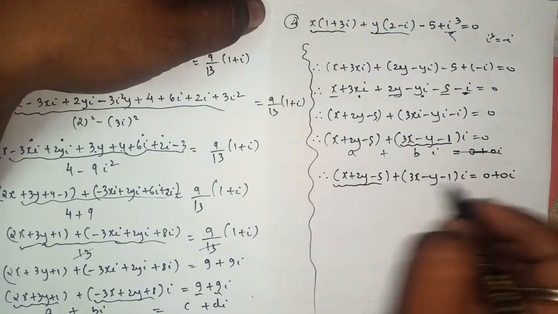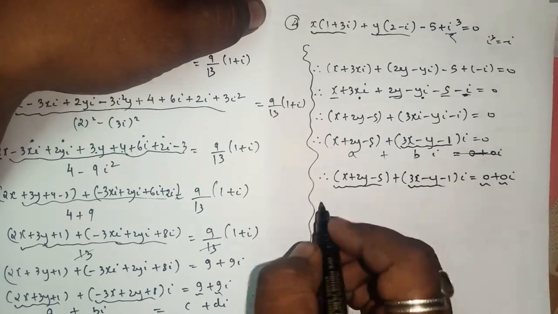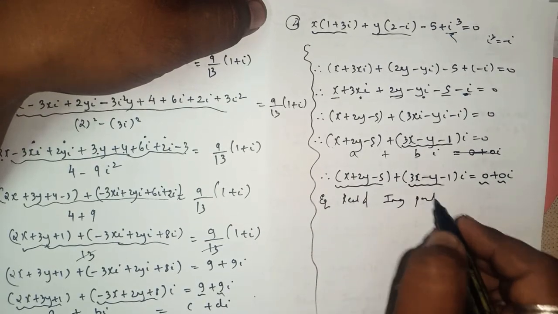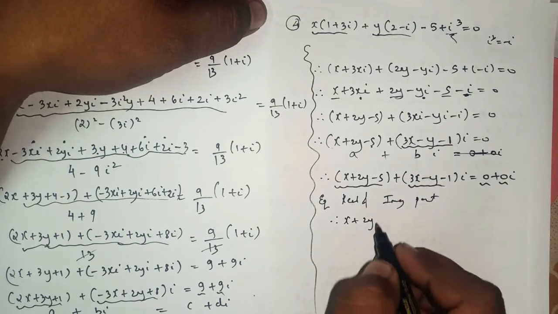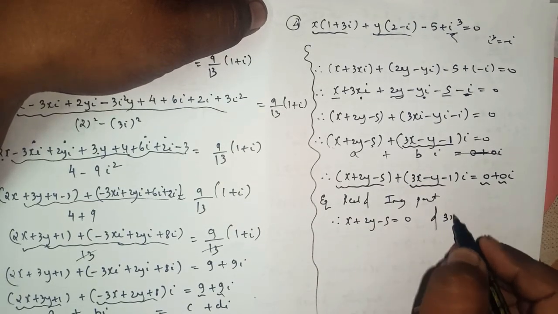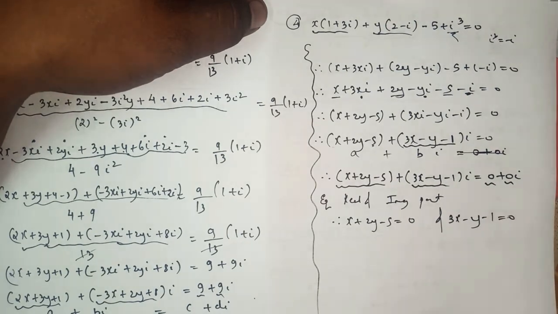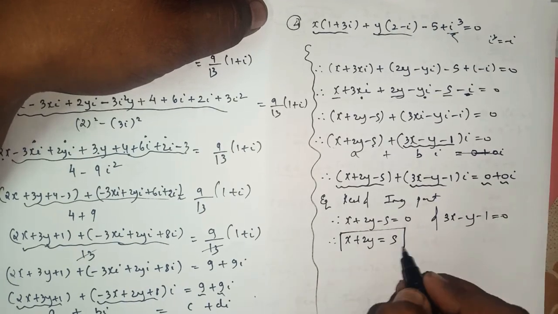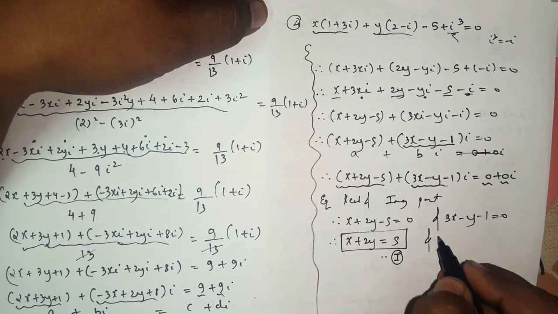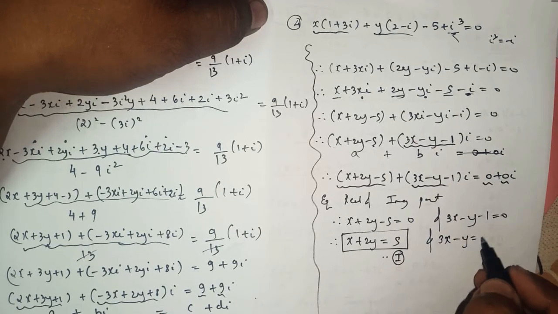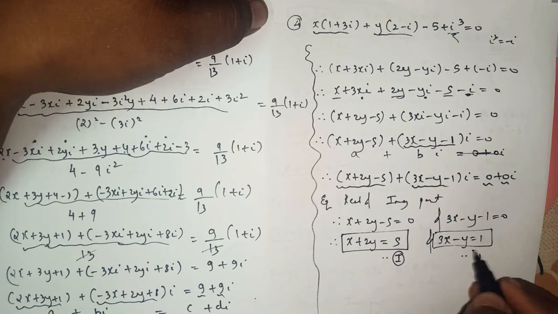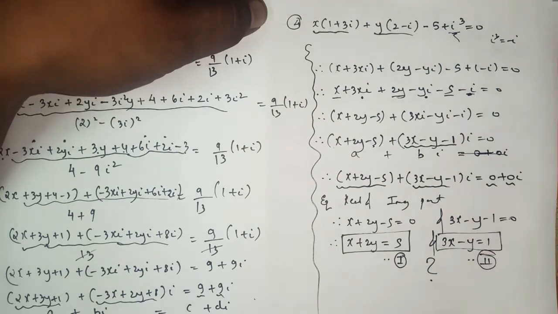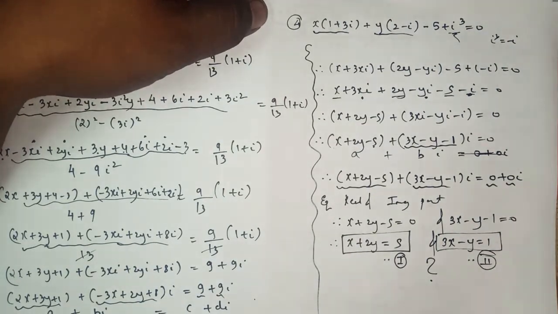So just equate the real and imaginary parts separately, where you will get x plus 2y minus 5 equals to 0, and the second one 3x minus y minus 1 equals to 0. Therefore x plus 2y equals to 5. Here we got equation number 1, and the second equation will be 3x minus y equals to 1. So here we got equation number 2, and the rest I hope you all might know how to proceed with the sum further, to get the answer of x and y. So this is the one method.